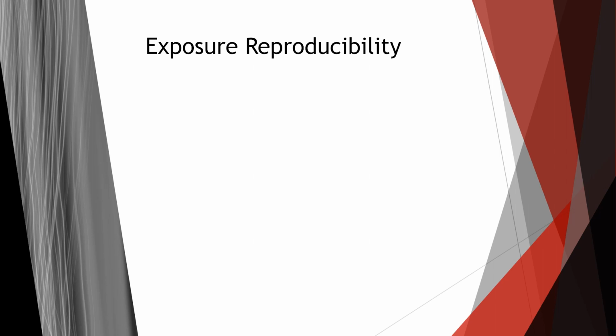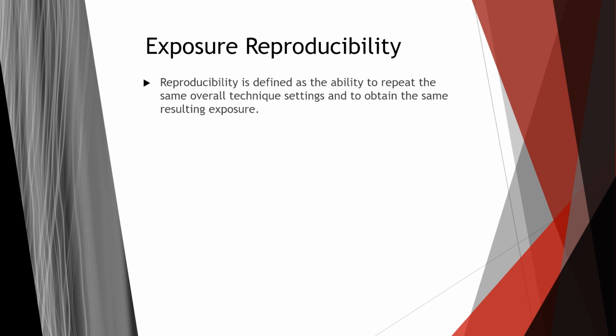Let's move on, and we'll talk about exposure reproducibility. So far we've talked about the mA, the linearity of each mA station, and we also talked about the exposure timer, the seconds. So we talked about mAs. Now we're going to talk about reproducibility, which is the ability to repeat the same overall technique settings and obtain the same resulting exposure. So what if we take an exposure at 70 kVp and 50 mAs, then we take another one at 70 kVp and 50 mAs? The same output should result.